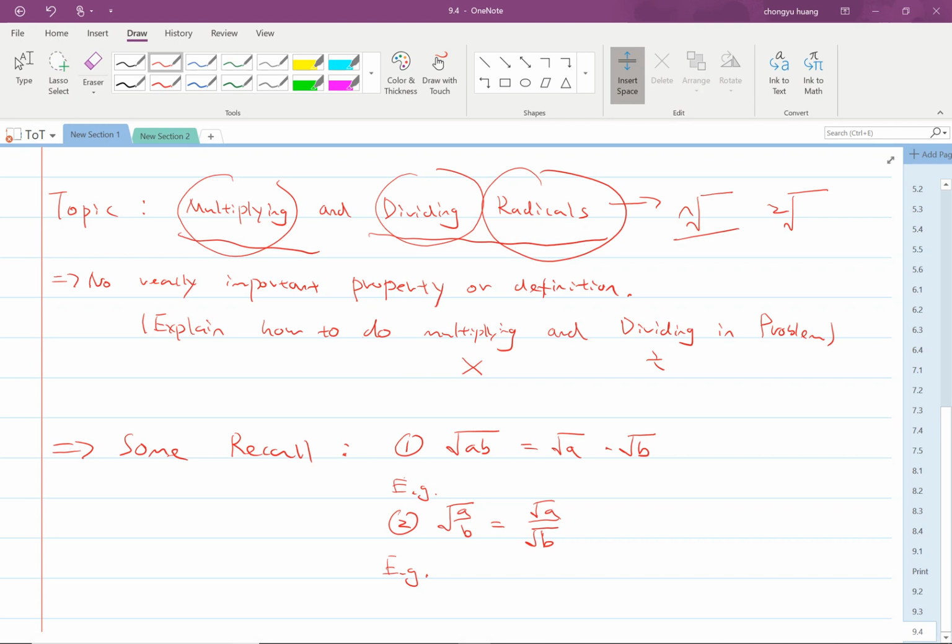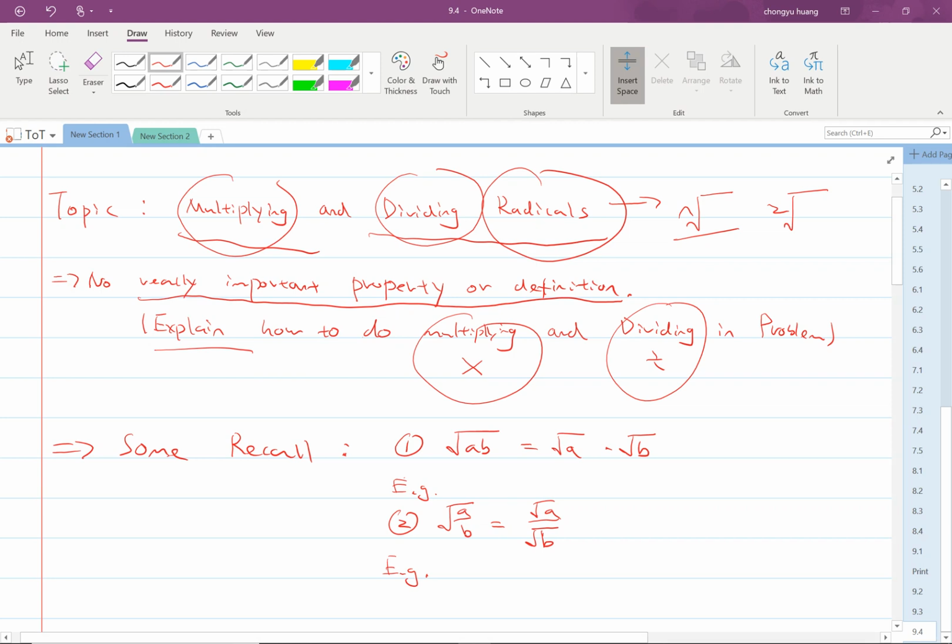In this section, there's no really important property or definition. Here we just talk about how we solve different kinds of problems with multiplying and then dividing radicals. I will explain how you do multiplying and dividing in real problems.